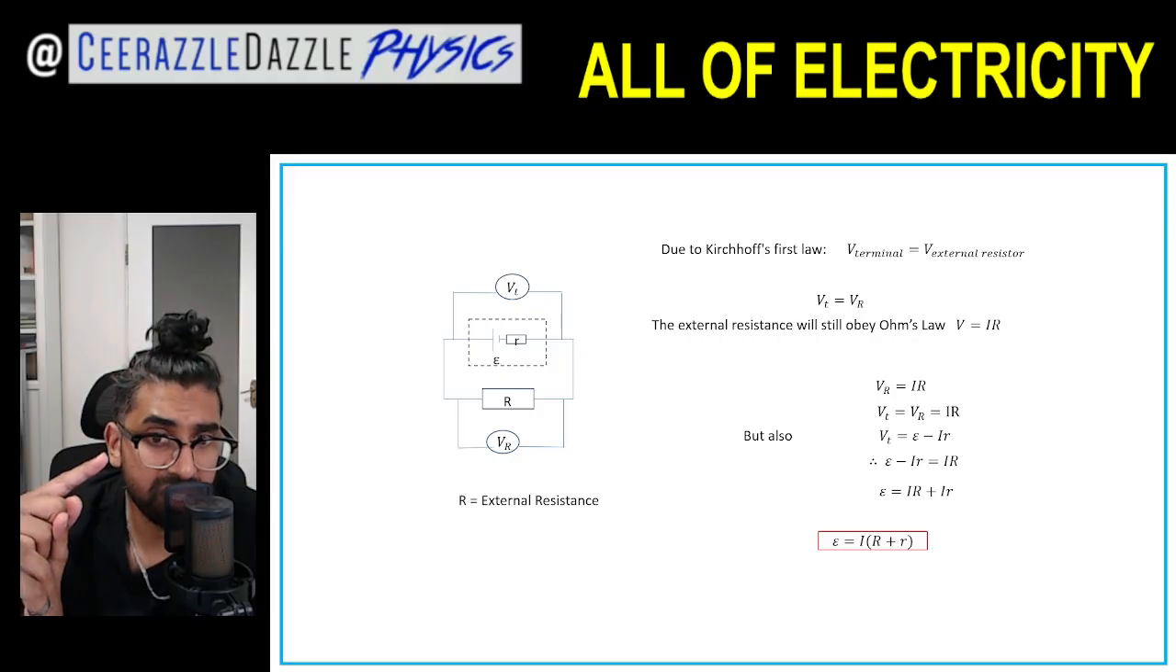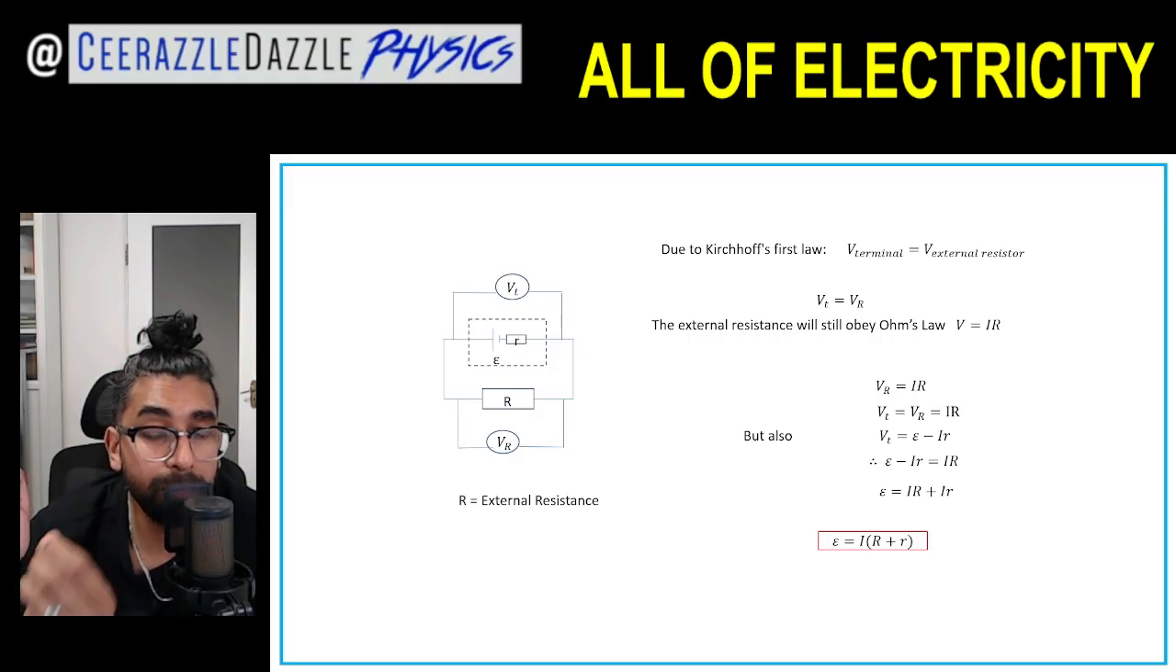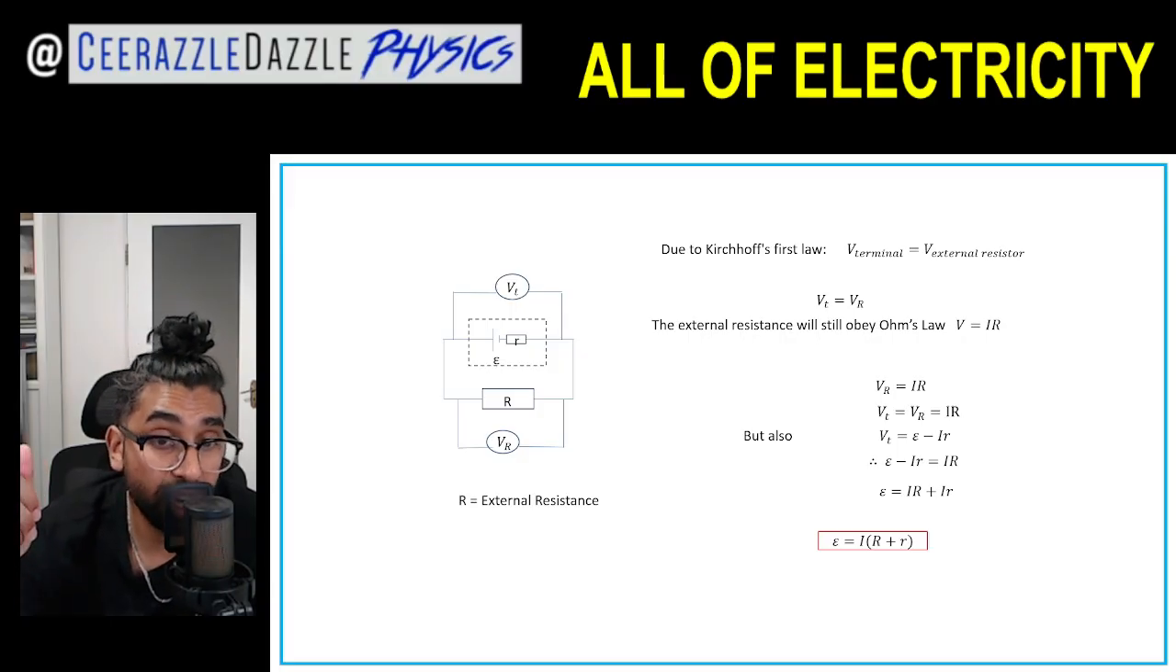But from the previous slide, we recognize that VT is also E minus Ir, the EMF minus the current times the internal resistance. Now equating them both together, the EMF minus the current times the internal resistance is equal to the current times the external resistance. E minus Ir is equal to IR. Obviously, one's lowercase, one's capital. And therefore we can get another formula for the EMF. It's going to be equal to the current, open bracket, R plus little r, because we've factorized the I out. So the EMF is equal to the current times the external resistance plus the internal resistance.